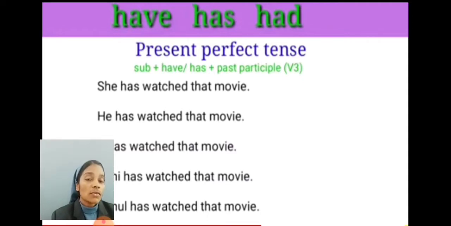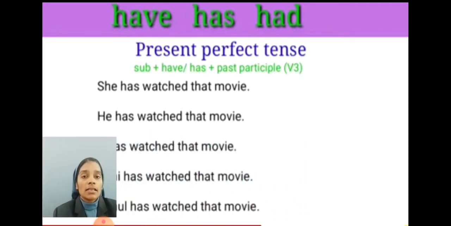So the structure of present perfect tense is subject plus has or have plus the past participle of the verb. That means the third form of the verb. For example, she has watched that movie. Here, if the subject is singular, it agrees with has. She has, it has, Rani has, and Rahul has. Yes, students, if the subject is singular, it agrees with has.